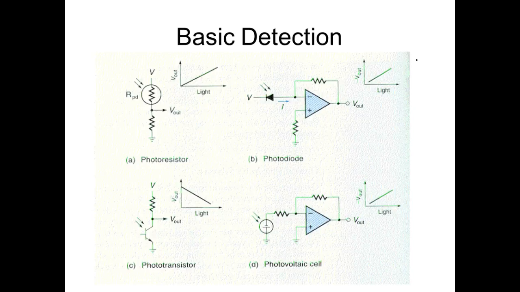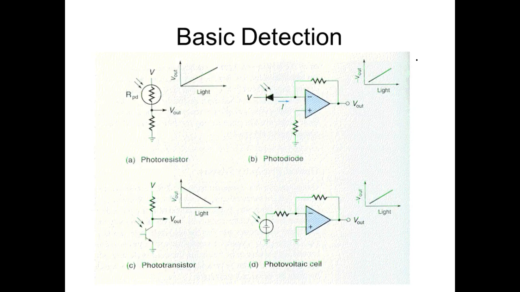Basic detection, we've already looked at this a little bit. Of course, you can take the output and run it into a voltage divider. This would be a phototransistor. This would be a photovoltaic cell or a solar cell. That would be the way we would hook up a photo sensor.